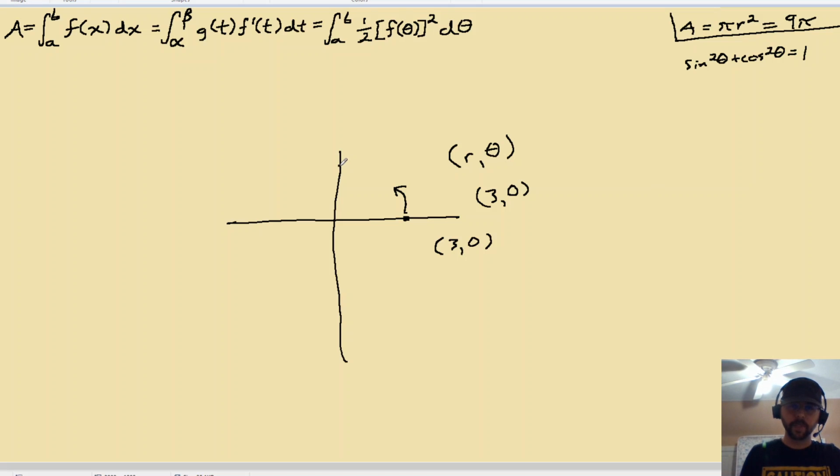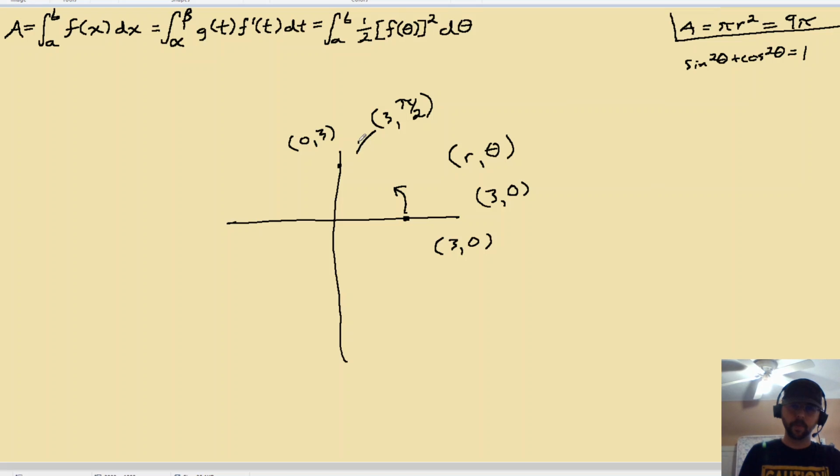So let's take this point up here, which is 0, 3 in Cartesian coordinates. In polar coordinates, the distance from the origin is still 3, and then our angle is pi over 2 radians.